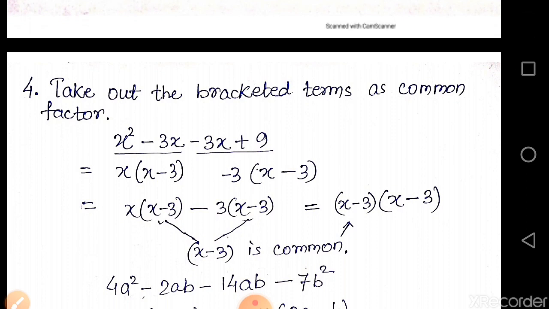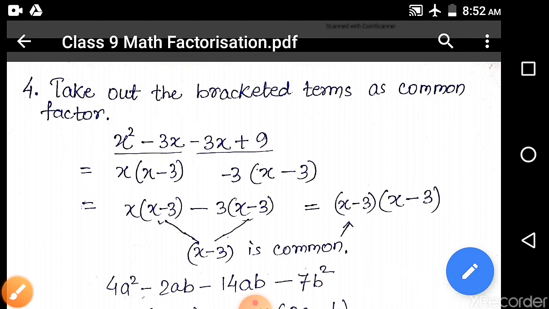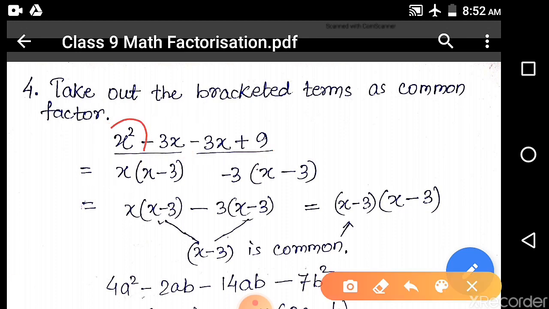Now see the first example, x square minus 3x plus 9. From the first two terms, x square minus 3x, see here x square, that means x can be taken out common. Here is also 3x. So when x is taken out common from the first term, x remains left. And when x is taken out common from this 3x, 3 remains left.